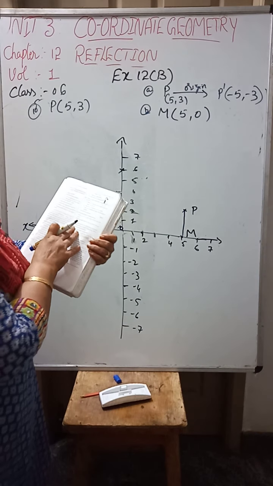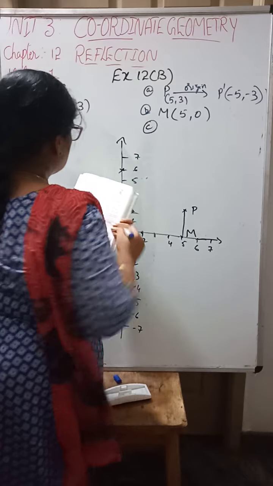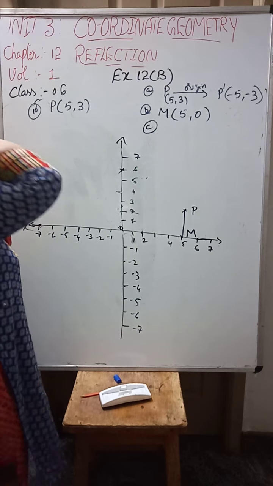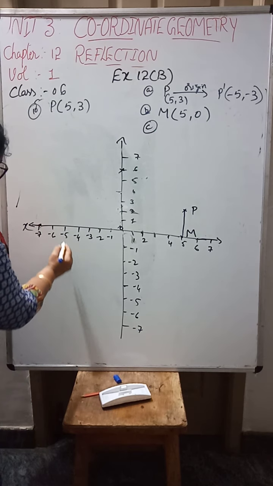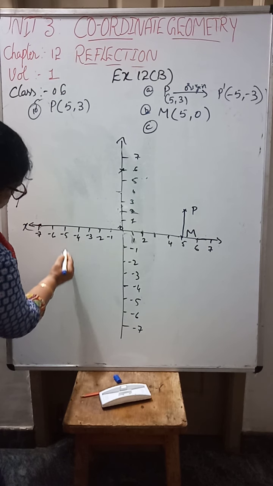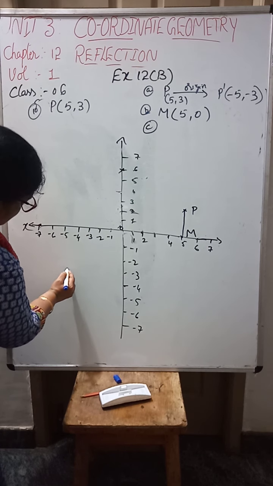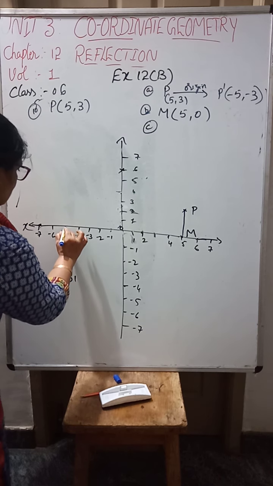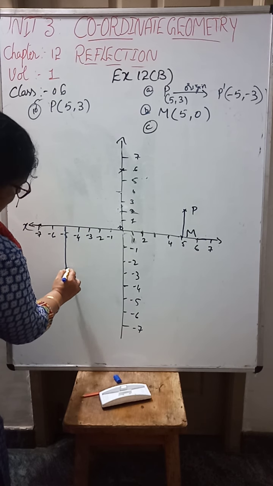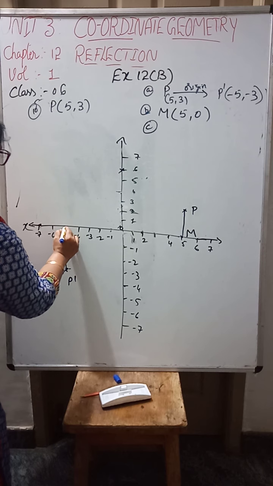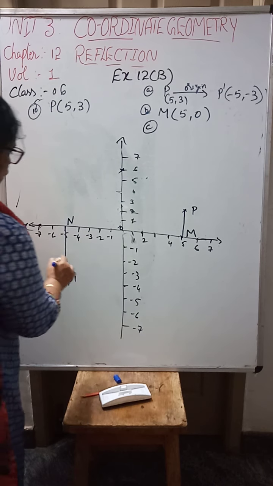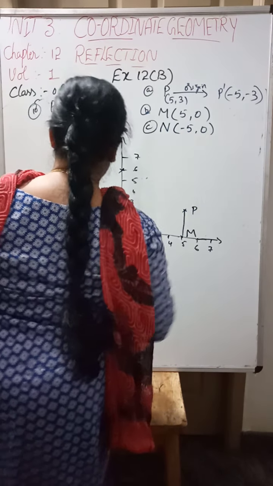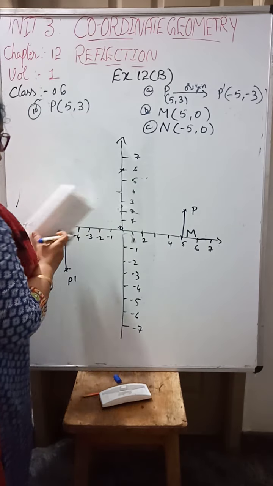Next, question C says, if N is the foot of the perpendicular from P dash, now let us look at P dash. P dash is (-5, -3). It takes here. Now draw the perpendicular line from P dash to the x-axis and call this N. Now we have to write down the coordinates of N. It is (-5, 0). X is -5 and y is 0.